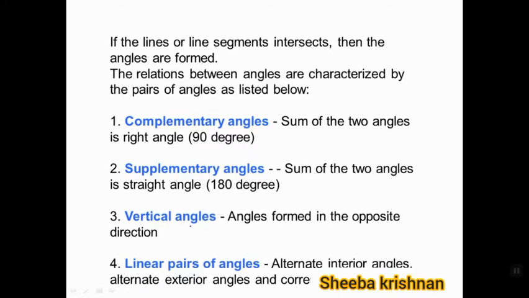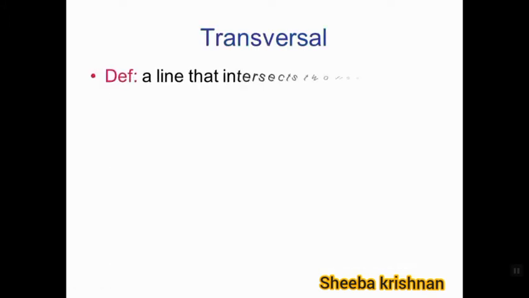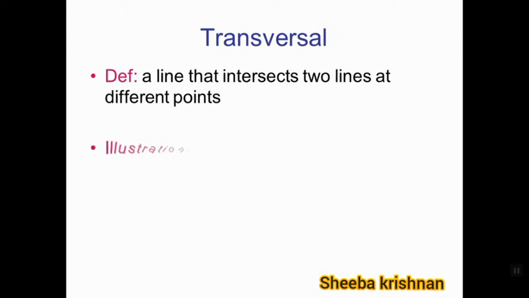And next is vertical angles. Angles formed in the opposite direction are called vertical angles. Then linear pair of angles, alternate interior angles, alternate exterior angles and corresponding angles. Transversal. A line that intersects two lines at different points is called a transversal. This line is the transversal line and it intersects these two lines. This transversal intersects this line at this point and this line at this point.